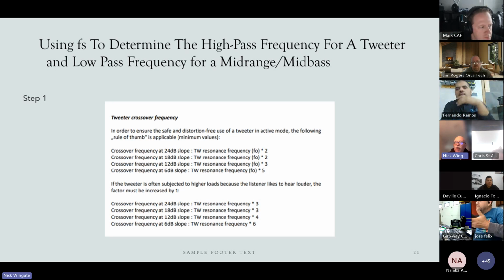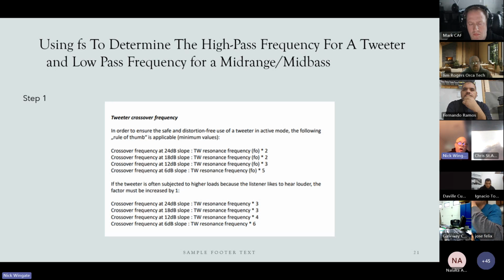That is for home audio, or for a system in which somebody is not going to play it loud. Well, we all know in car audio that's not acceptable, because everybody likes to listen to it loud, because we have to overcome at least the road noise in the car. So 95 dB to 105 dB is easy. And that's the reason why, if the tweeter is going to be subjected to higher loads, because people like to listen to it louder, then you're going to have to increase that multiplication factor by 1.